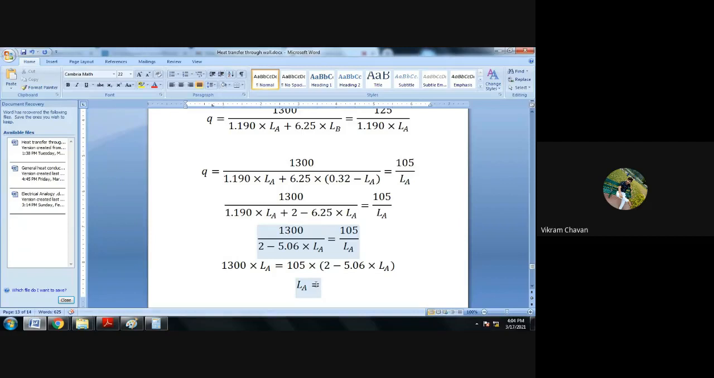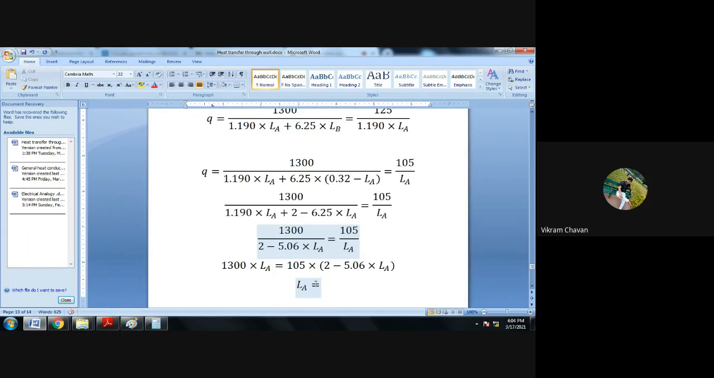Once we get the value of L suffix A, it will be easy to calculate the L suffix B value, because L suffix B is equal to 0.32 minus L suffix A.